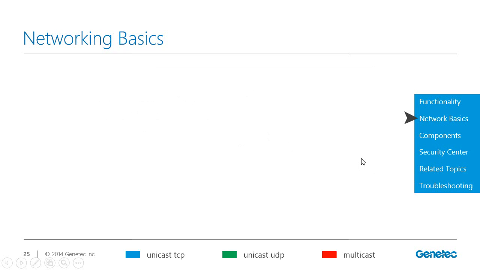So just to give you a good idea of the difference between the three communication methods, let's consider an example using a single client requesting a recorded video stream from an archiver and multiple clients requesting the same video stream from the same source.